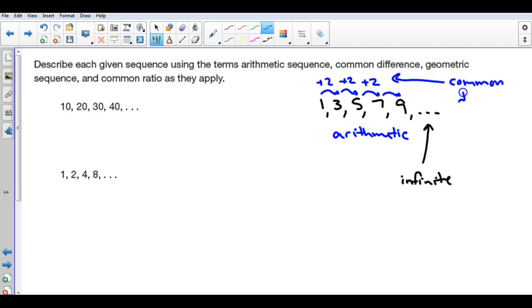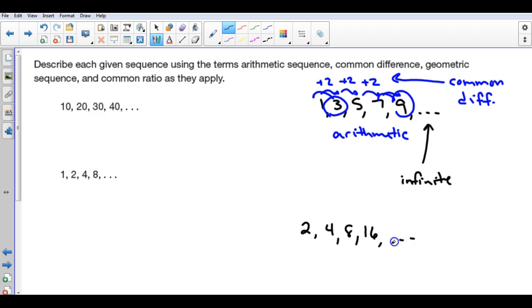And we use the word difference, which means subtraction. So why would I use subtraction here in this case? Well, in order to find it, what you're going to do is take the second number minus the first number. 3 minus 1 would mean I have a common difference of 2. If I take 9, subtract the term before it, 9 minus 7, also means that my common difference is 2. So you would always want to take a term and subtract the one before it to figure out what the common difference is. If a sequence is geometric, it would be something like this.